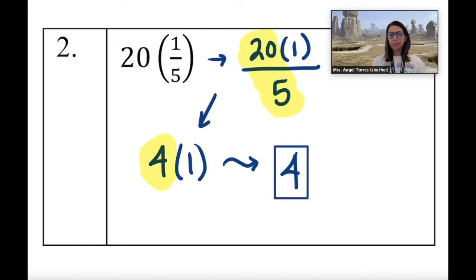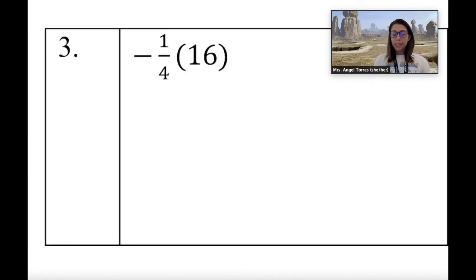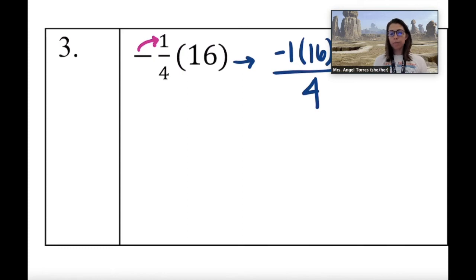Let's take a look at our last example. All right, step 1, move that multiplication into the numerator. But careful, there's a pre-step here. That negative also goes in the numerator. So this would be negative 1 times 16 divided by 4.